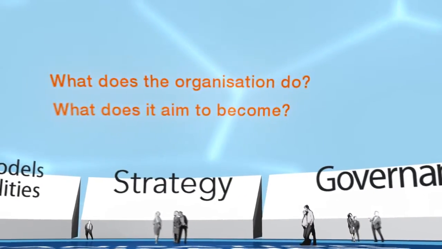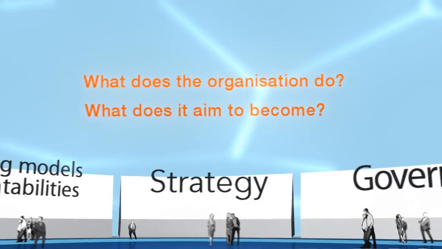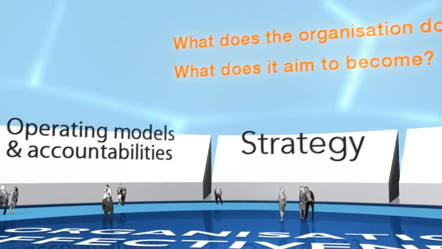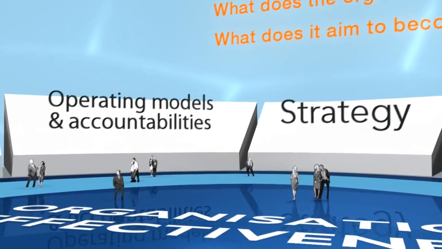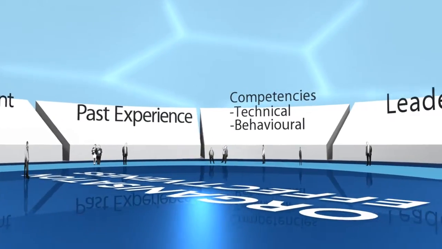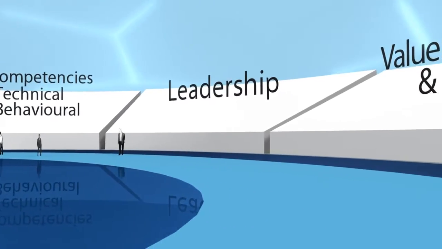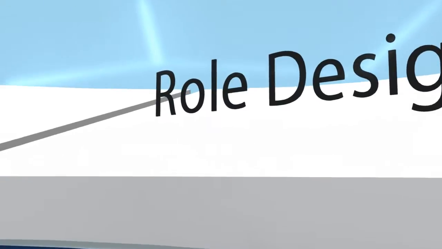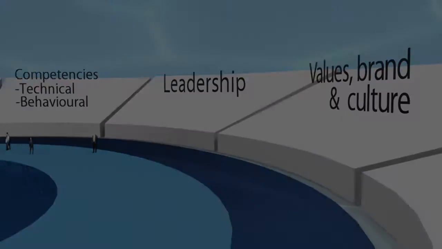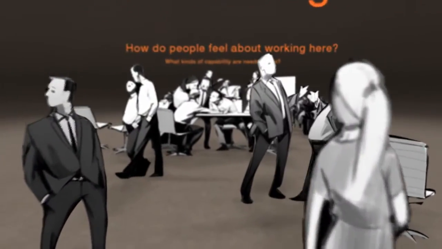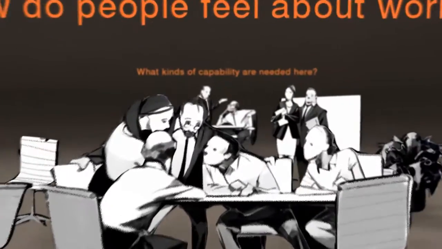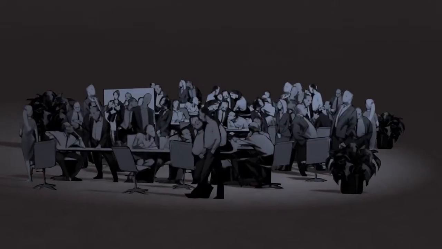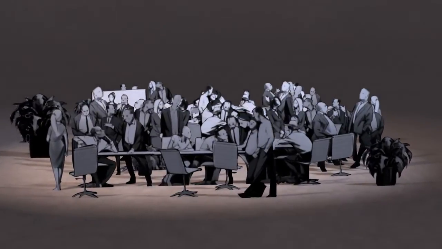What does it aim to become? These questions lead us, with a bit of digging, into the tangible components of the OE model, strategy and operating model. When we continue to explore, we can bridge into the less tangible by asking, how do people know what to do and do it? So role design, performance management and reward. We delve into who holds it together, how do people feel about working here, what kinds of capability are needed here. From the information gathered, you build your understanding of the organisational components in action.